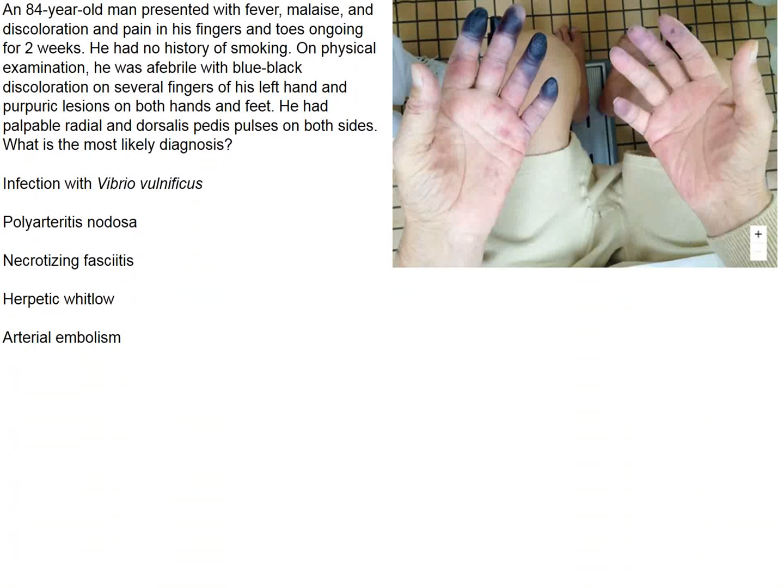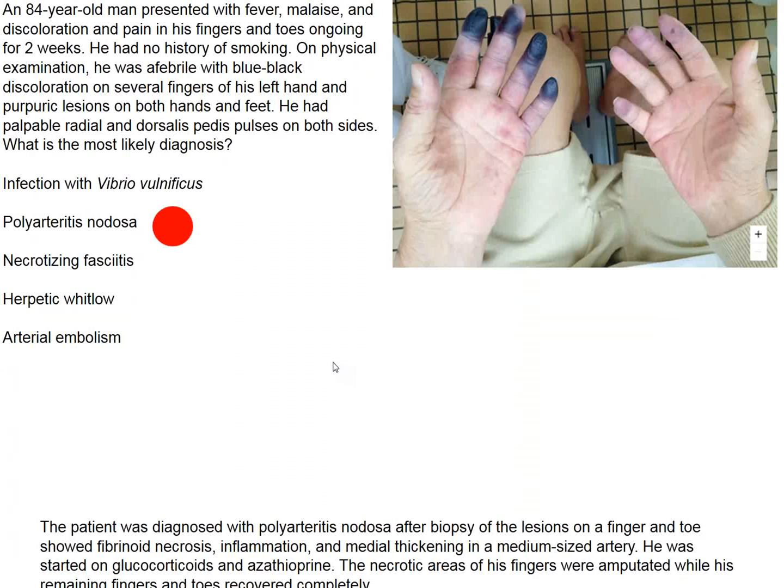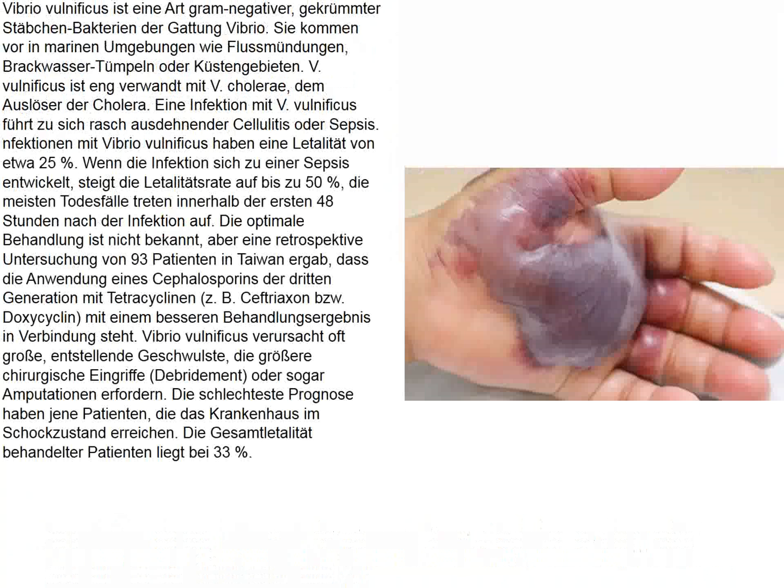So let's pick polyarteritis nodosa, which is the correct diagnosis. This is a medium to small vessel vasculitis. The condition has been known for 130 years, and we learn that the patient was treated with glucocorticoids and azathioprine and apparently made a pretty good recovery.